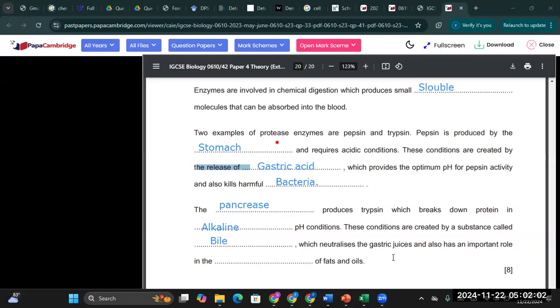Which neutralizes the gastric juices and also has an important role in the dash of fats and oils. Do you remember that I had told you a process that the bile is involved in, where it breaks down large fat particles into smaller particles? Do you remember what the name of the process was? Emulsification. It's emulsification. So the last blank is emulsification.